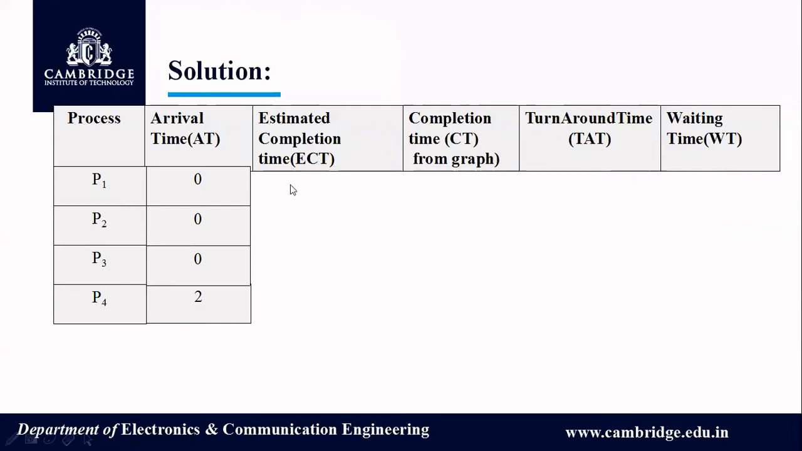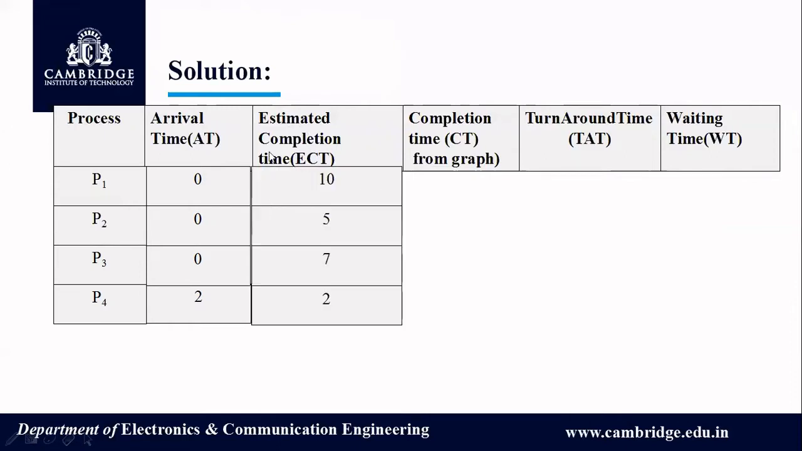Next, let us fill up the third column, the estimated completion time, using the problem statement. According to the problem, 10, 5, 7, 2 are the ECTs for the processes P1 to P4. With this data, we will now draw a graph called the Gantt chart, in which I will decide the order in which the processes are given to the CPU for execution. The criterion here is the shortest ECT, because we are now dealing with the SJF or the SRT algorithm.